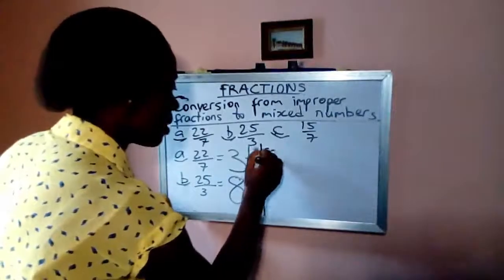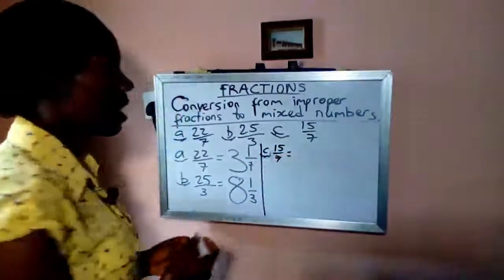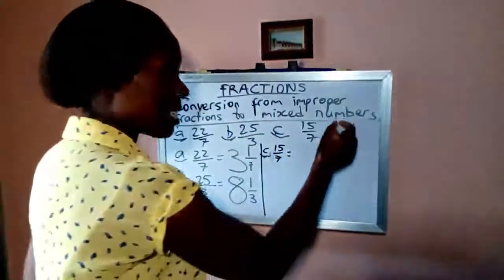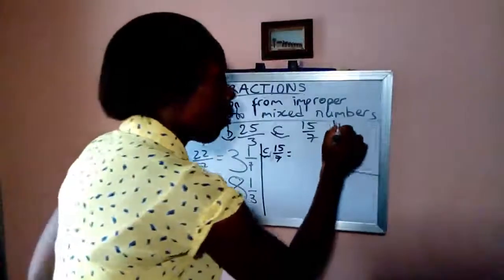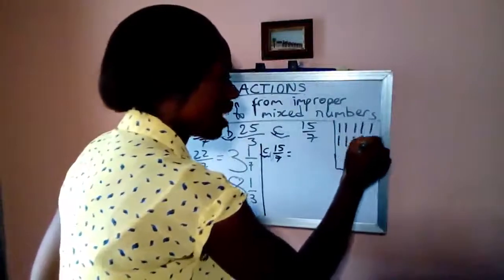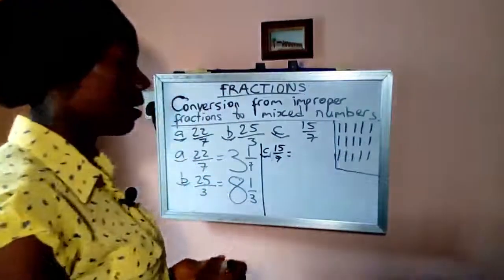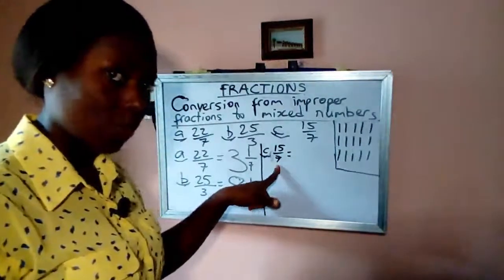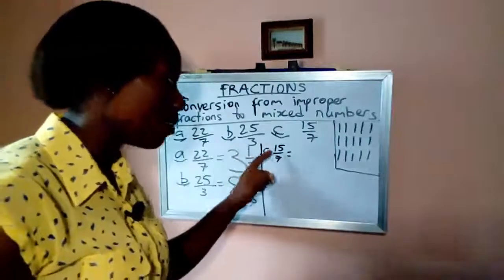See, 15 over 7. Okay? Now, how many 7s can I get in 15? 15 is easy to count, isn't it? It's very easy to count. So let's go. 1, 2, 3, 4, 5, 6, 7, 8, 9, 10, 11, 12, 13, 14, 15. 15 divided by 7, or 15 over 7.